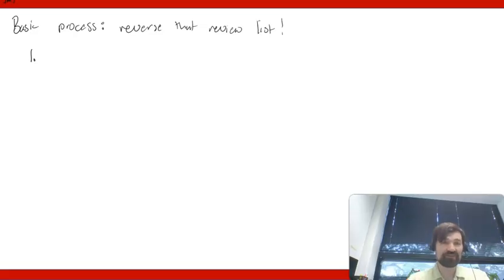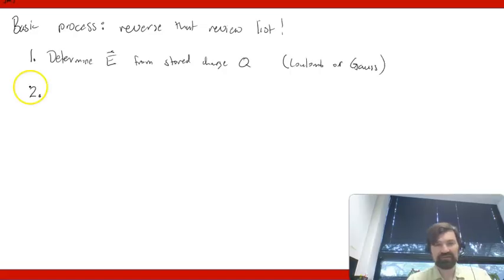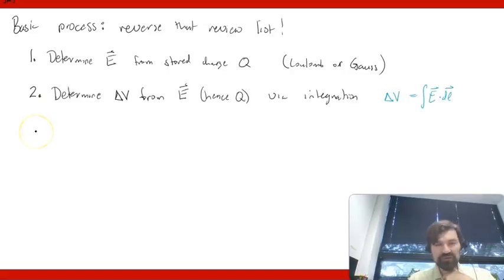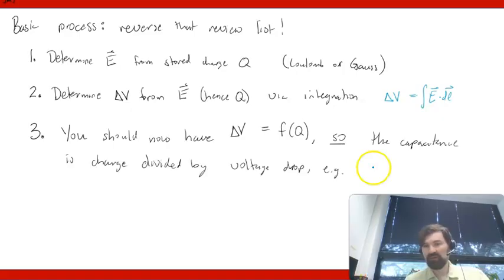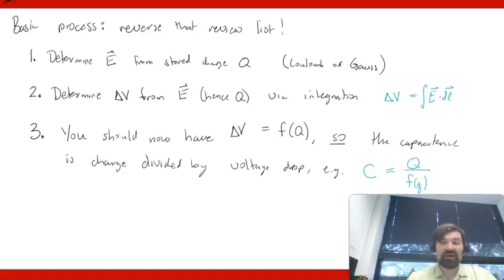First things first, figure out what E is as a function of Q. Second, determine V from E via integration. Third, you should now have the voltage as a function of charge, so you can get the capacitance by dividing the charge by that function. In other words, C is equal to Q divided by F of Q. So that is your basic process.